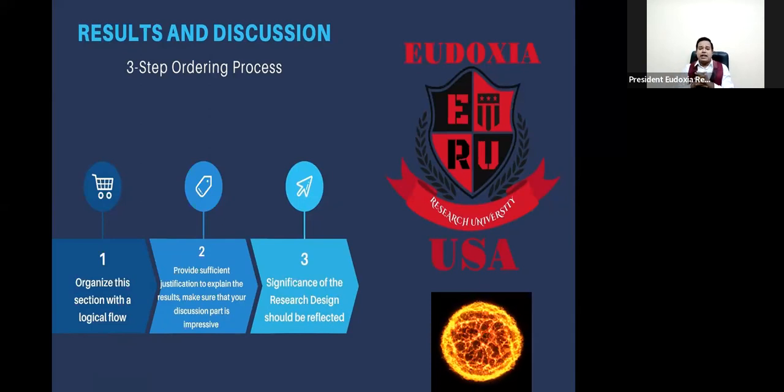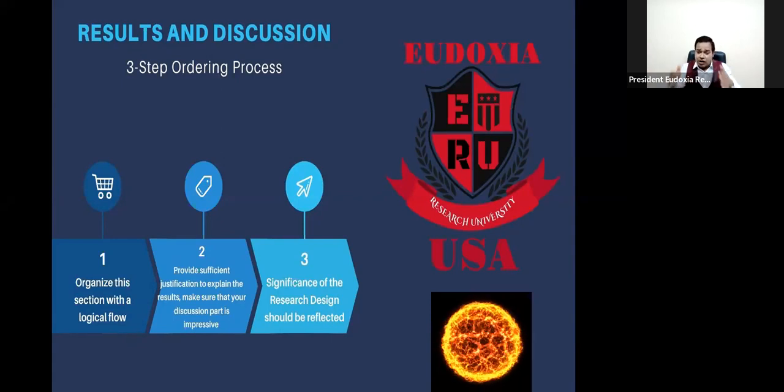Then provide sufficient justification to explain the result. Make sure that your discussion is impressive. Of course, it is the need of this section. Whenever you are discussing each and everything, you may use some references here. You may refer to someone's work, and you may have some justification in your own work, and accordingly, you will present the paper.